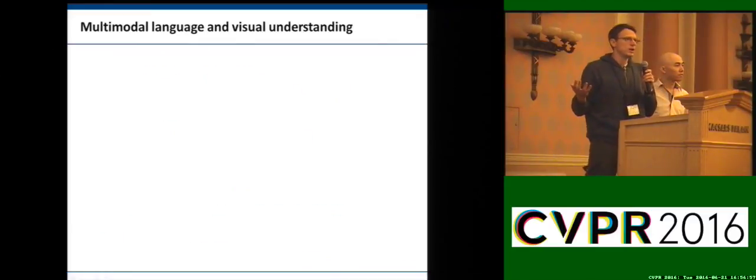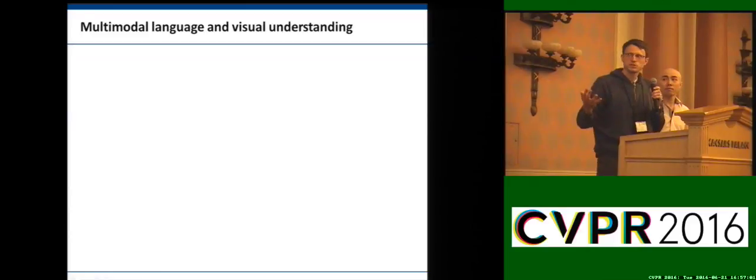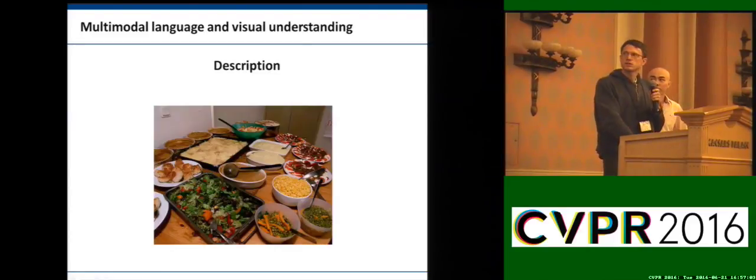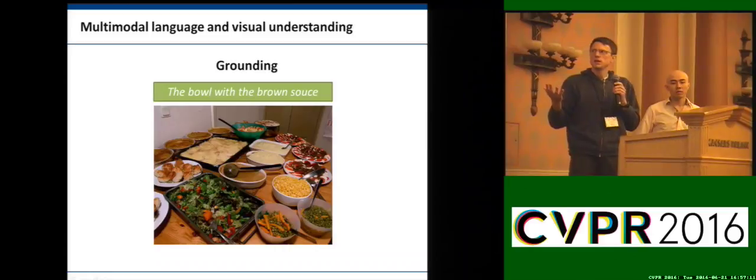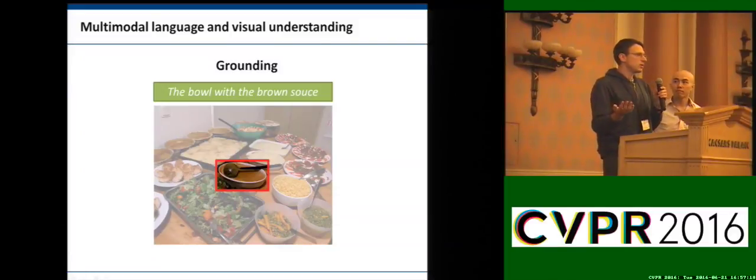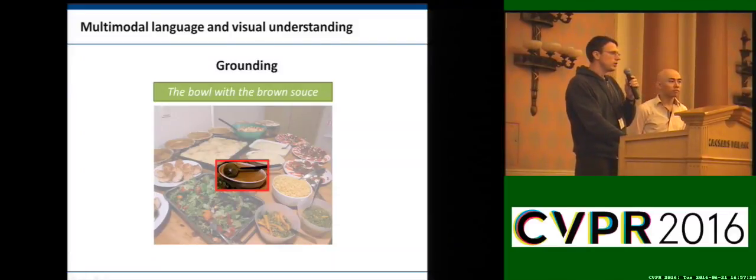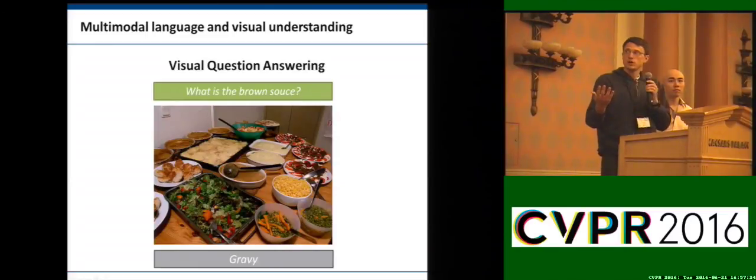As you know, there are lots of language and vision tasks in our field, and one is description, where we want to describe the image or scene with a sentence. But if I want a robot, for example, to give me the bowl with a brown sauce, I want it to locate it and then probably to pick it up. But if I don't even know what this brown sauce is, I might ask, what is the brown sauce? And hopefully the robot can tell me that this is gravy.